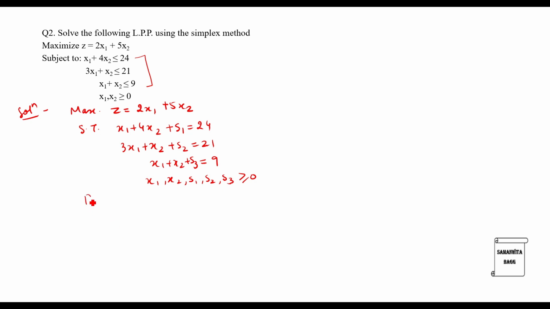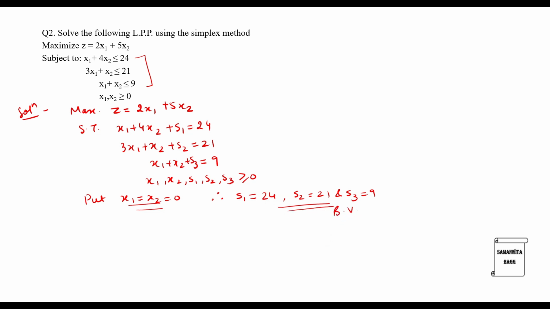Next, we will substitute certain values as 0. So, I am assuming x1 and x2 as 0. Therefore, I will get from the first equation s1 is equal to 24, s2 will be equal to 21 and s3 will be equal to 9. So, these are the basic variables which are now entering into the solution. So these are the non-basic variables and this is called a basic variable.